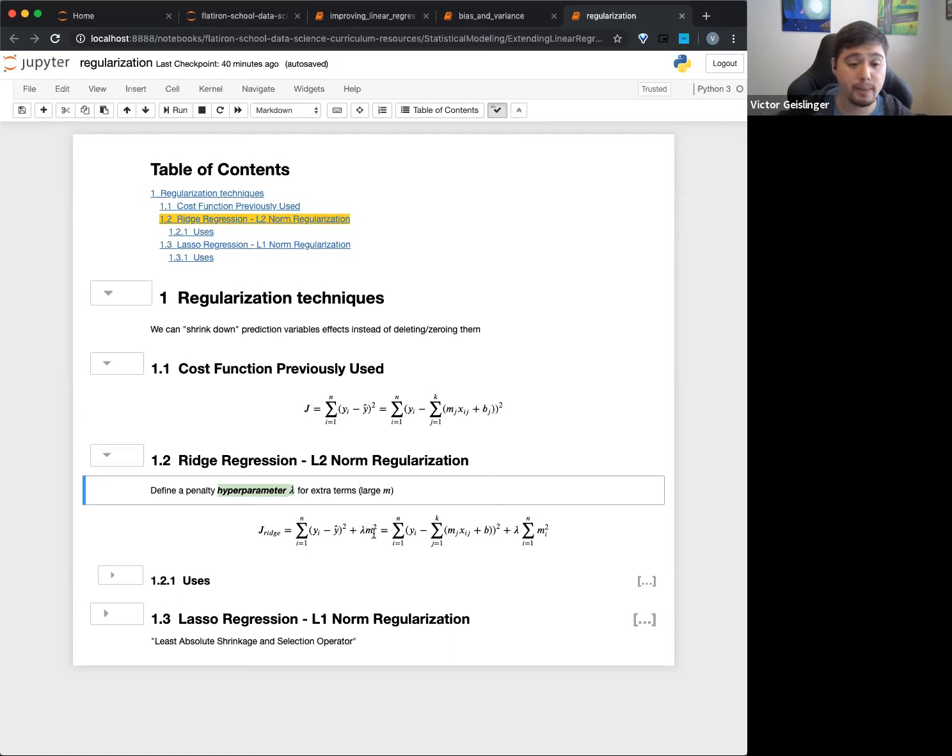So mi, remember, represents the weight of that specific parameter. Here's the slope, but just know that it's the weight of that part, and we're squaring that part, just like we're squaring here.